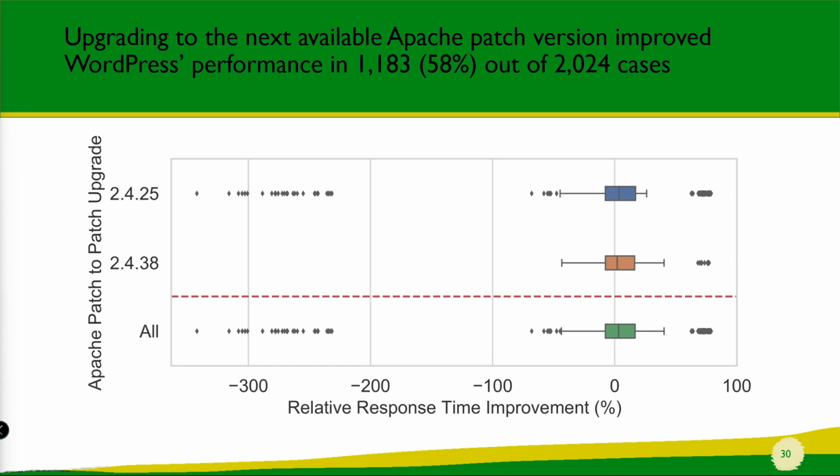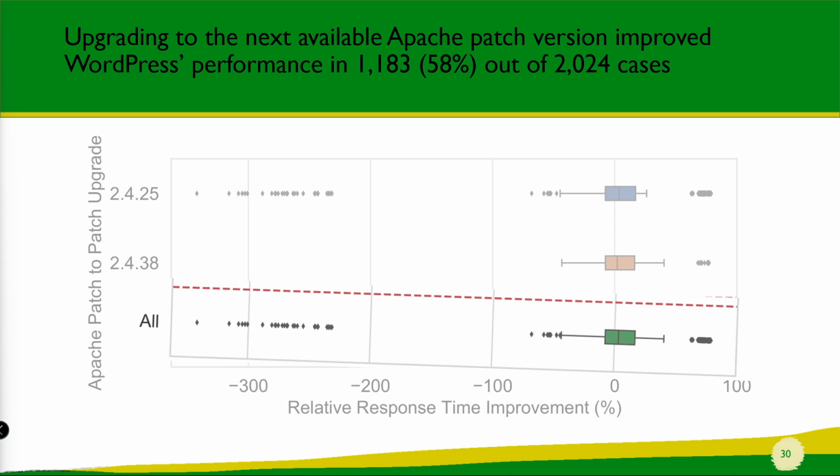This figure shows the distribution of the relative average response time improvement for all patch-to-patch upgrades of WordPress Docker images with the same Apache patch versions, to the next Apache patch version. Upgrading to the next available Apache patch version improved WordPress's performance in 58% of the cases out of 2024 cases, as you can see here. This indicates that it's hard to predict how upgrading an image will affect WordPress's performance based on its Apache version.